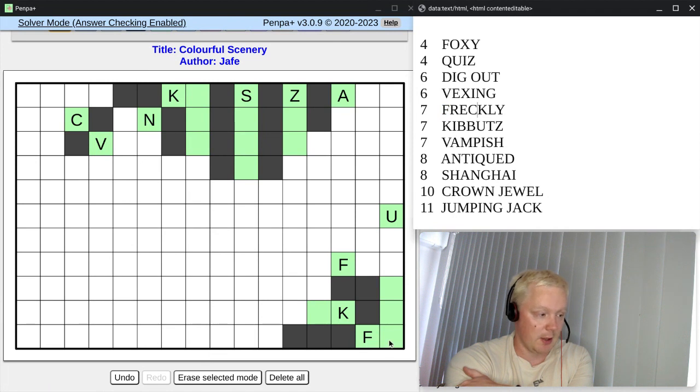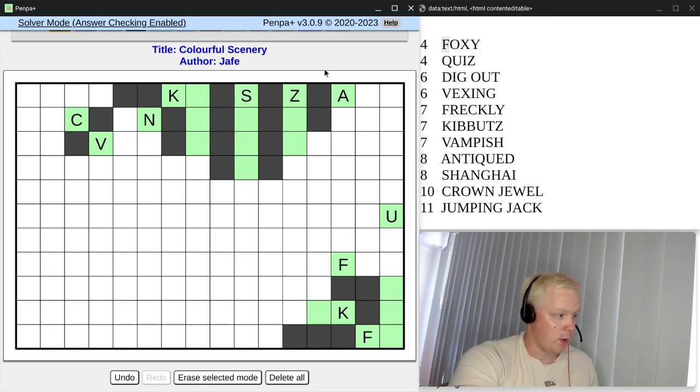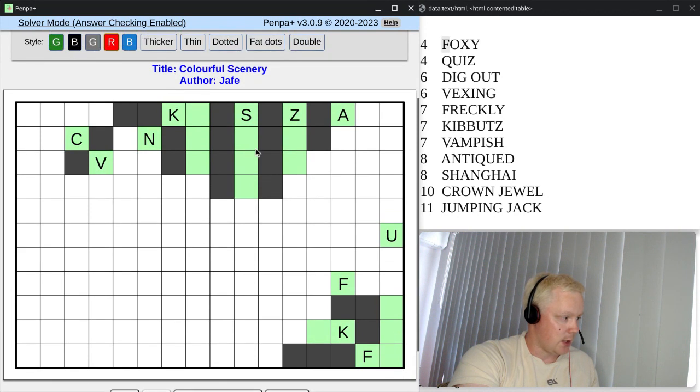If we try to make this 7 letters, we need this to be unshaded, but that also means this is shaded and this is shaded. And now we have only 5 letters, and freckly doesn't fit in 5 letters. So this cannot be freckly. It can only be foxy, and those are the only 2 words that we have that contain an F. So in fact, we already know that this has to be foxy. That's the only word that fits here.